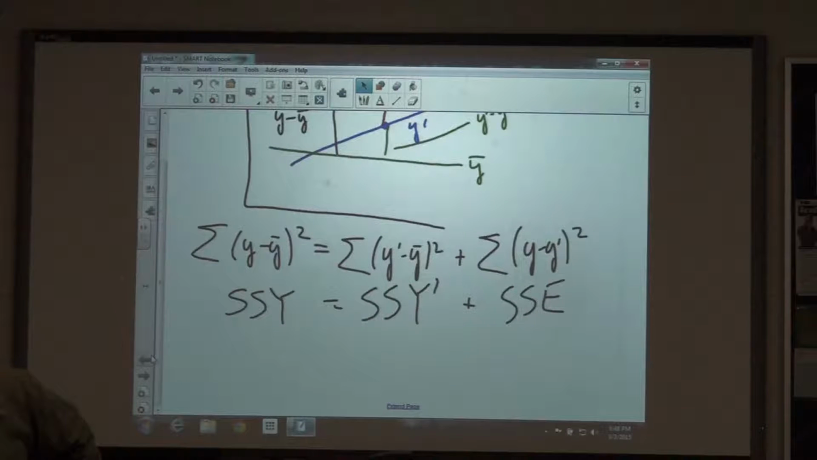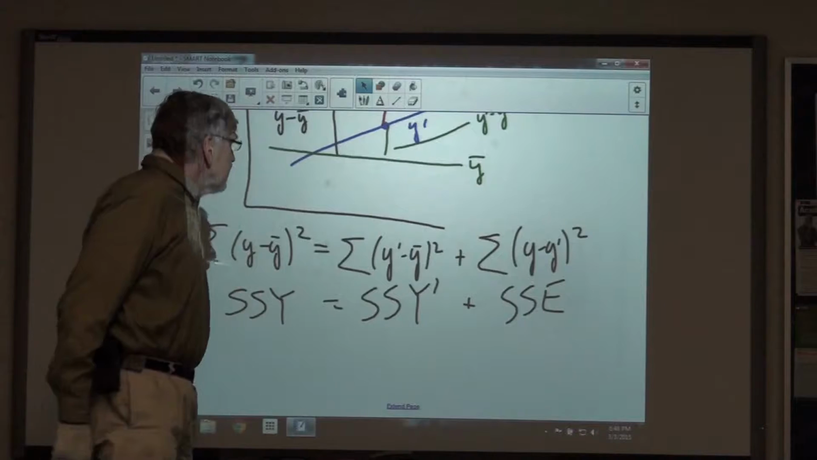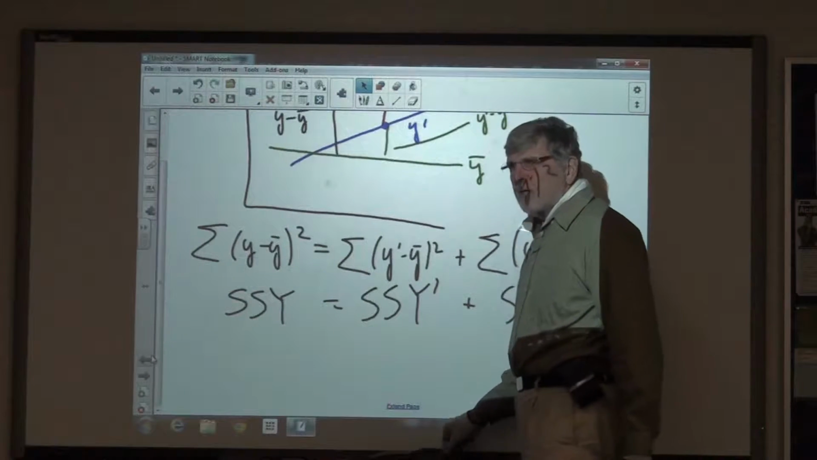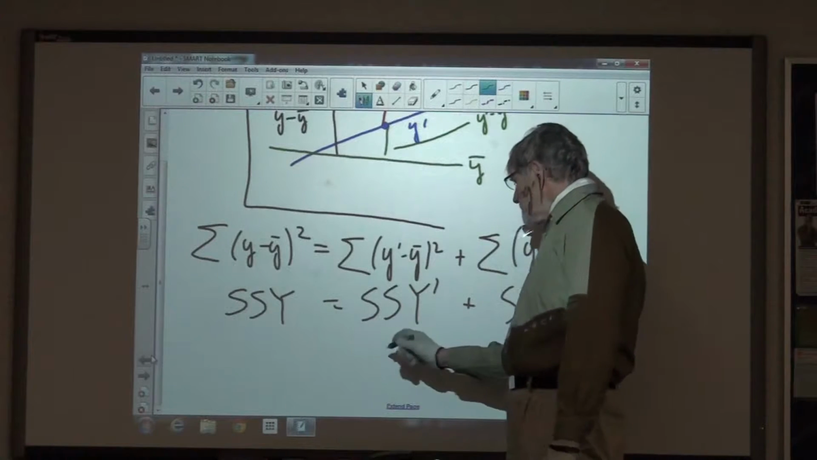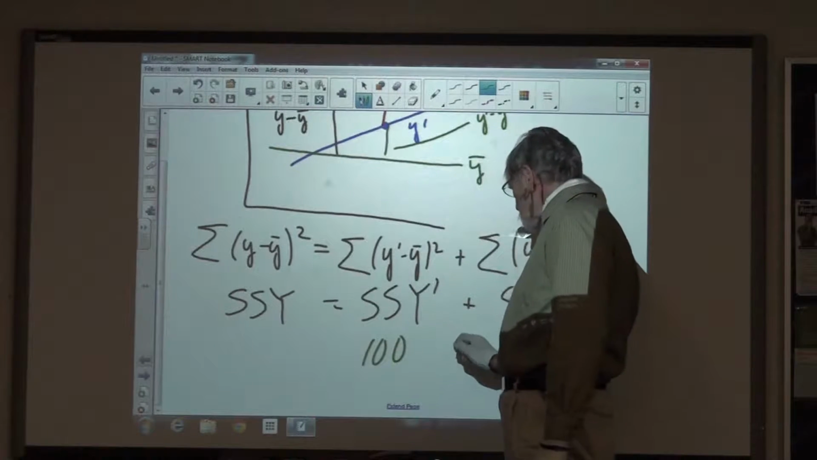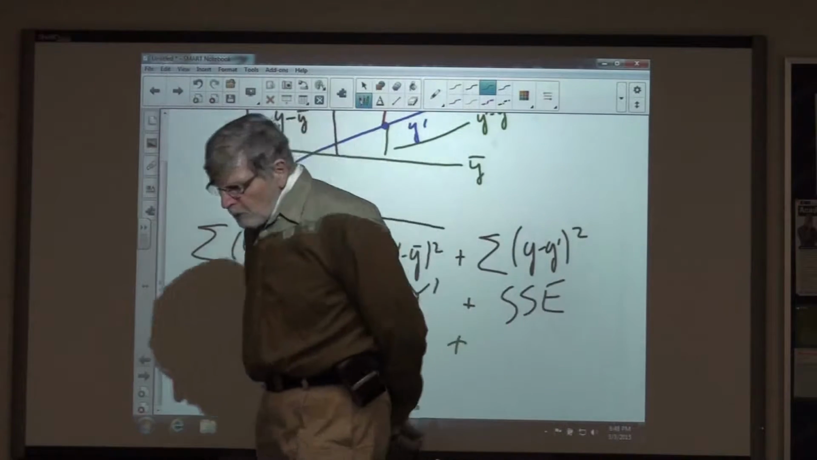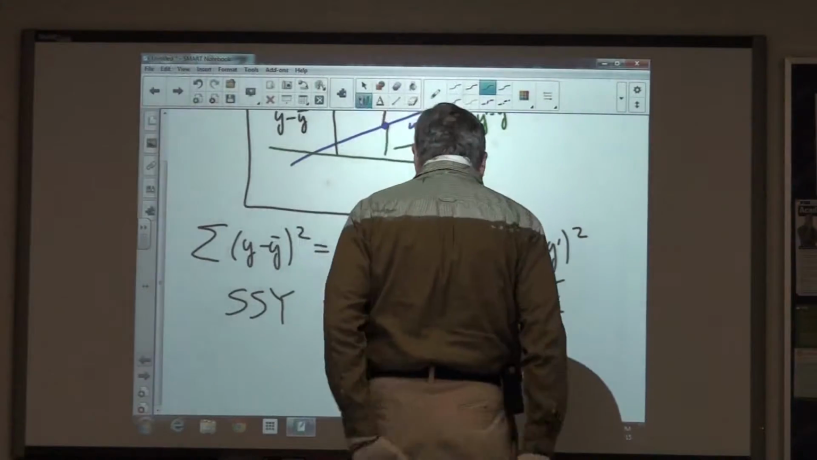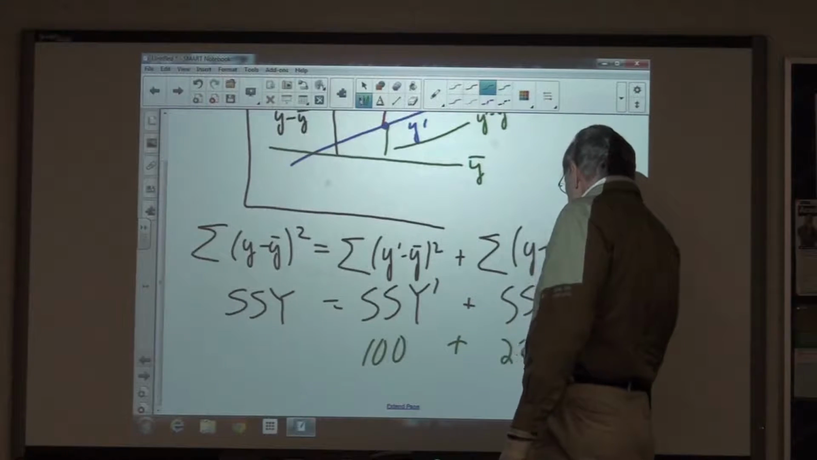The sum of the squares of the predicted scores is 100. So which one of these would be the predicted scores? SSE? No, that's the errors. These aren't here, they just predicted the scores. So this would be the 100. And the sum of the squares of the errors is 200, right?